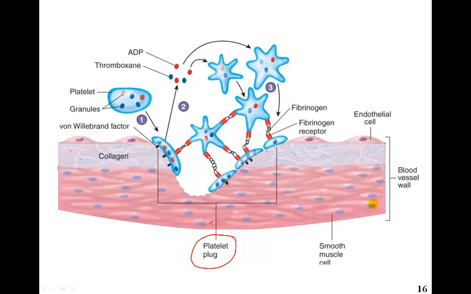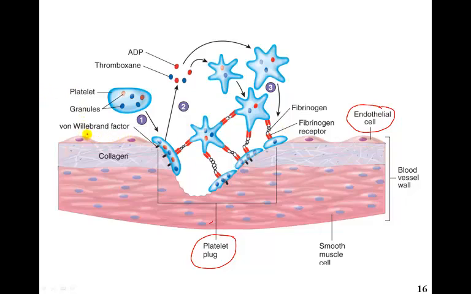Okay, so let's talk about platelet plug formation and the steps involved. Our picture starts over here with a platelet floating in the blood. That platelet then encounters an area of broken vessel. And the key is that, here, these are the endothelial cells. These are the cells that line the vessel wall. Endothelial cells.